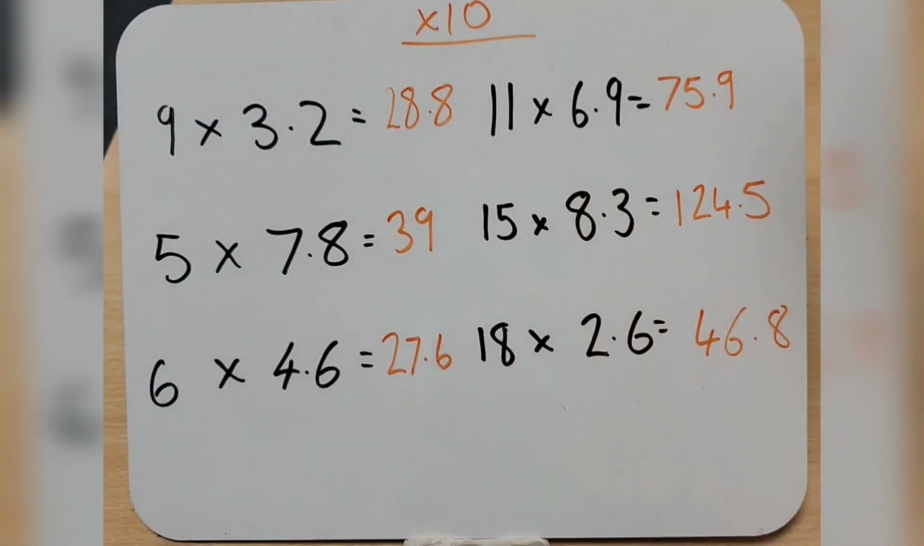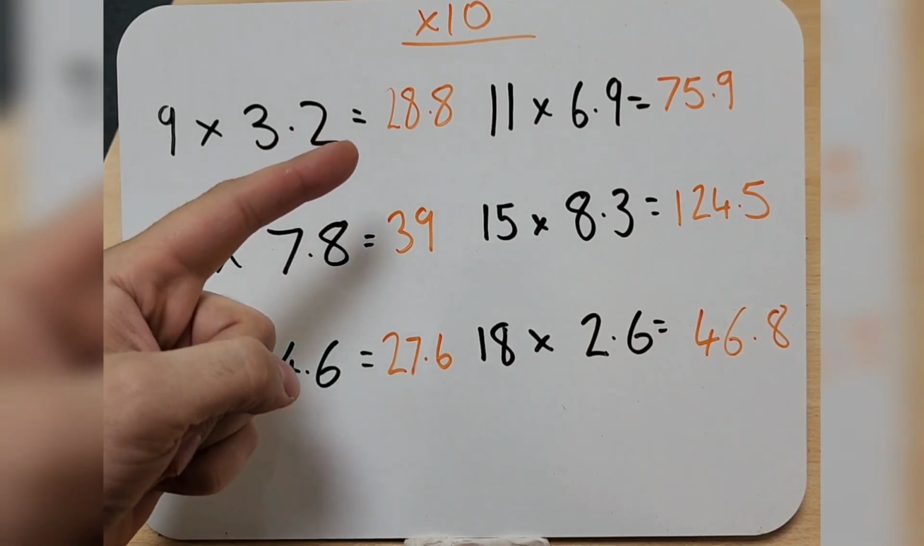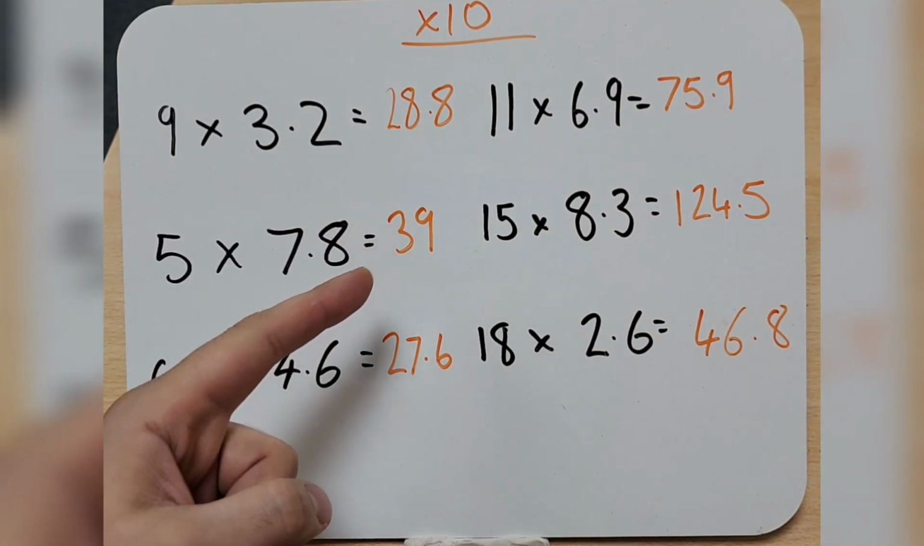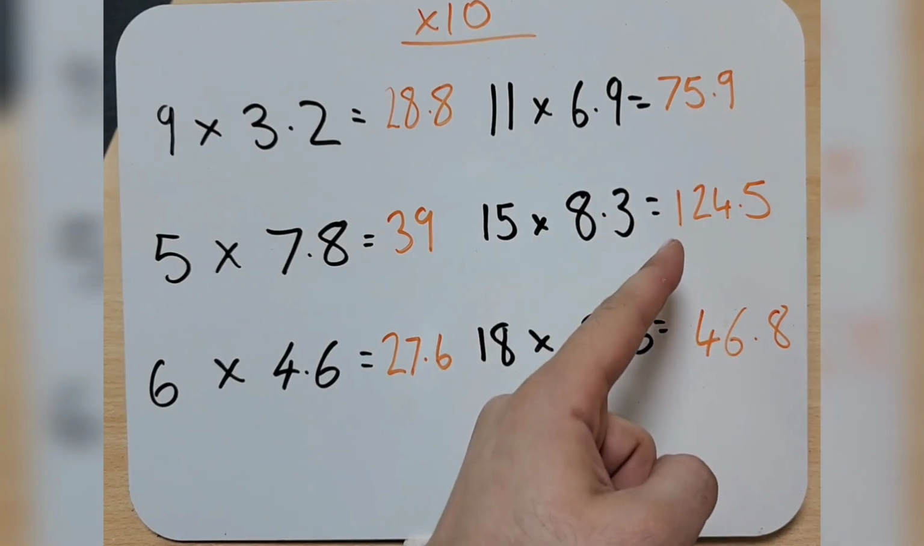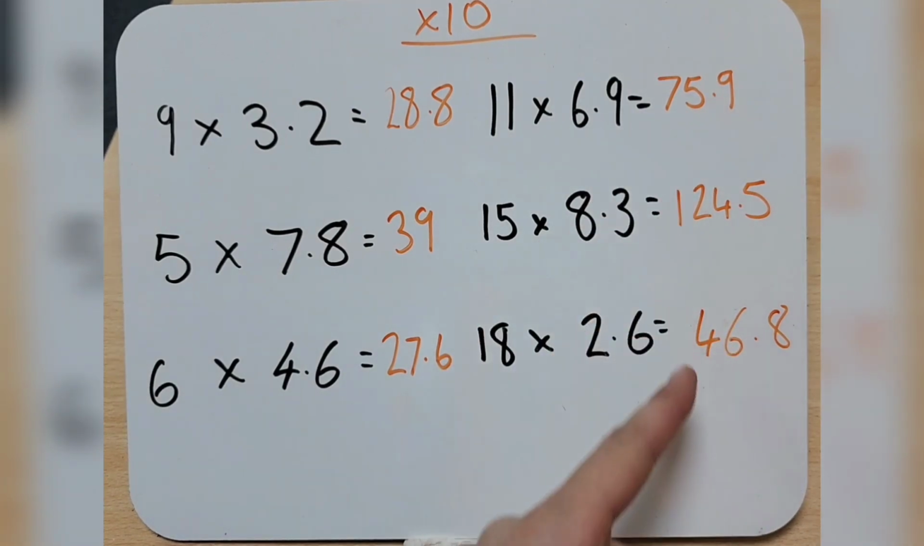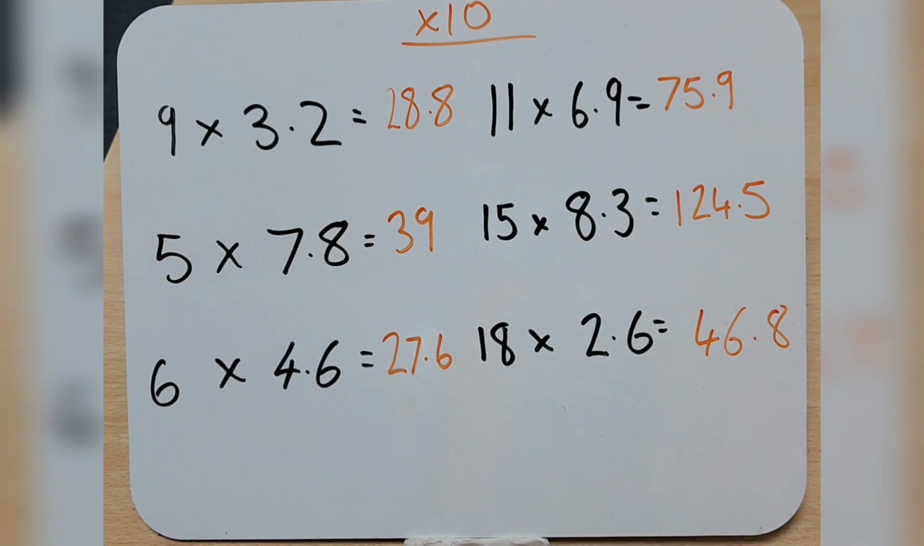Okay, so hopefully you've had some success. Let's have a look at the answers. We've got 28.8, 39, 27.6, 75.9, 124.5 and 46.8. I know this one was particularly tricky with 18 times 2.6, but well done if you got it right. If not, have another go.